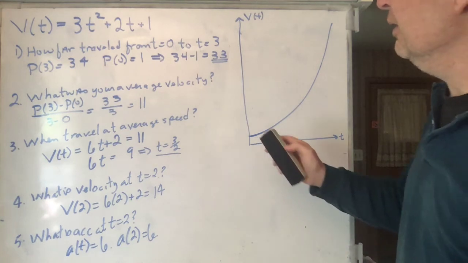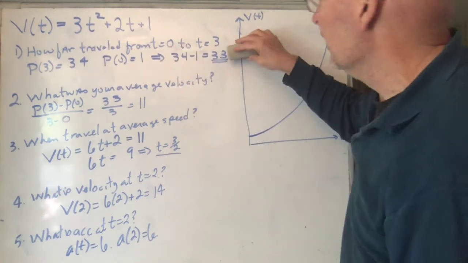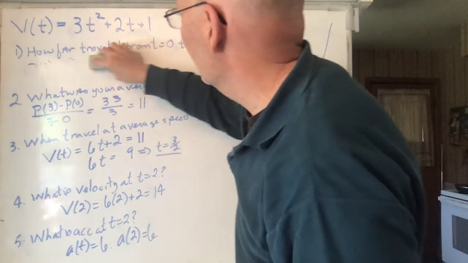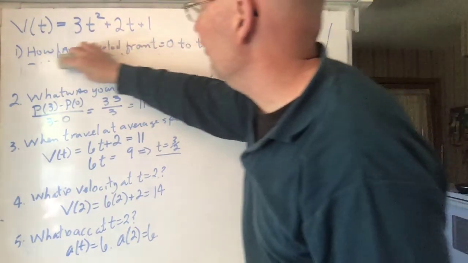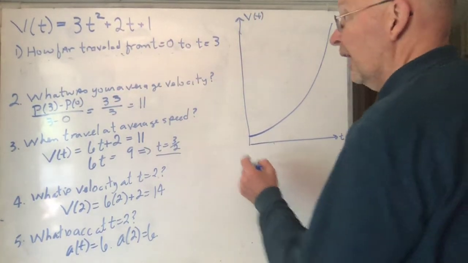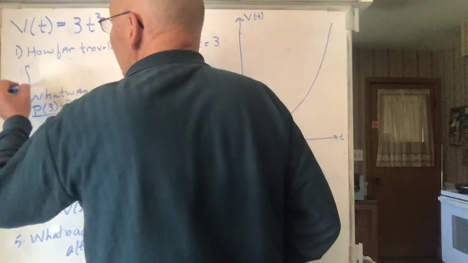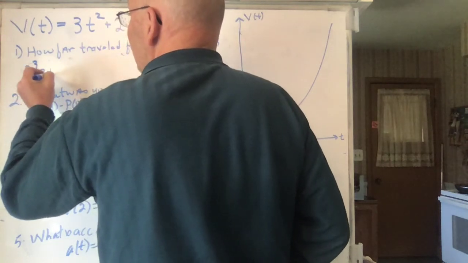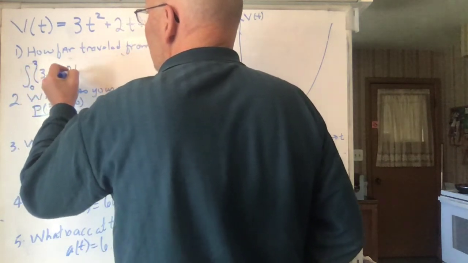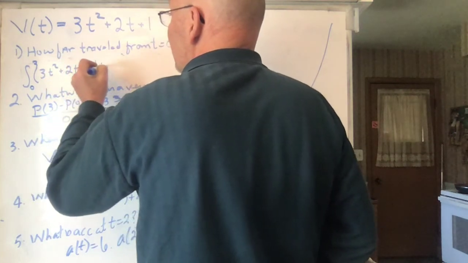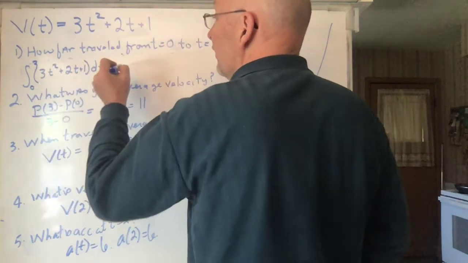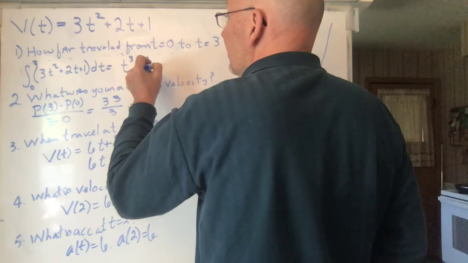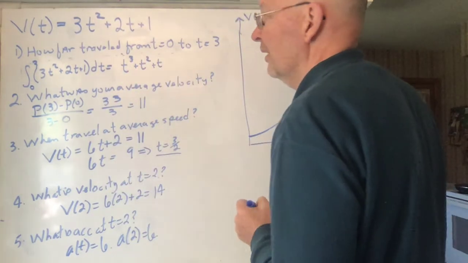How far did you travel from time 0 to time 3? Well, what we have now is a graph of the velocity, and if you want to find the distance from the velocity, you need to integrate it. So now, in order to answer this question, we need to integrate from 0 to 3 this function, 3t squared plus 2t plus 1 dt. The antiderivative is going to be t cubed plus t squared plus t. That turned out nicely.